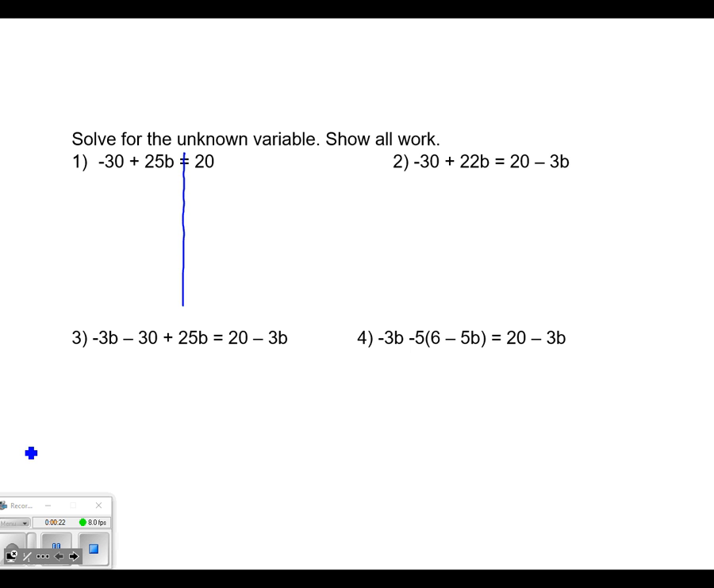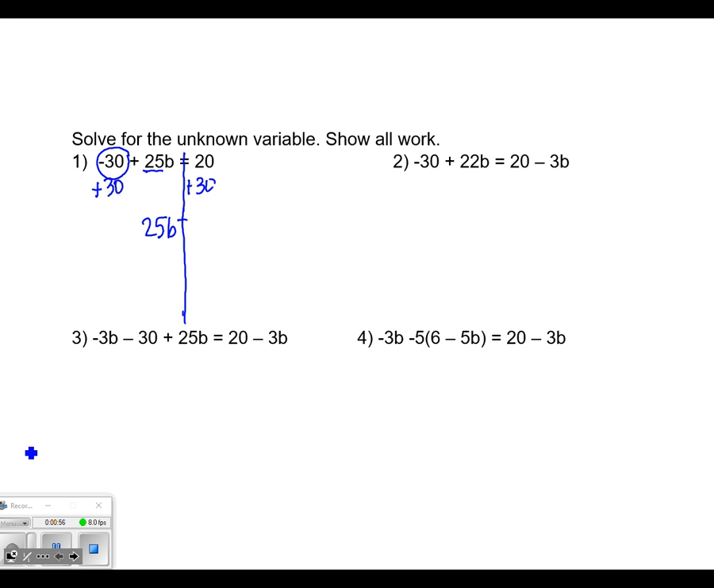So the first thing I'm going to do is draw my line. This looks like a 2-step equation, so I'm going to go ahead and circle my constant and underline my coefficient. So I'm going to deal with the circle first. The opposite of negative 30 is plus 30, which I'm going to do on both sides. Gives me 25b, 2, not 25.